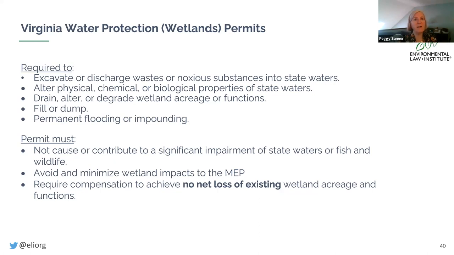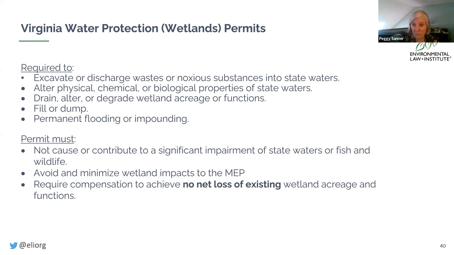But largely speaking, under Virginia's wetlands permitting program, a permit is required whenever anyone wants to excavate or discharge wastes or other noxious substances into the waters, whenever anyone wants to alter the physical, chemical, or biological properties of state waters, drain, alter or degrade, fill or dump, permanently flooding or impounding, all of those activities require permits. And importantly, the permits as issued must ensure that the activity will not cause or even contribute to a significant impairment of state waters or fish and wildlife.